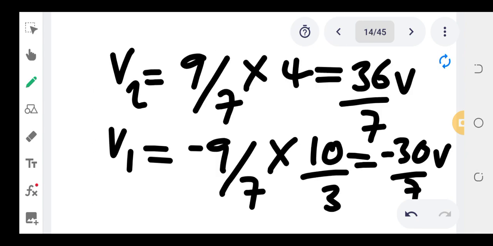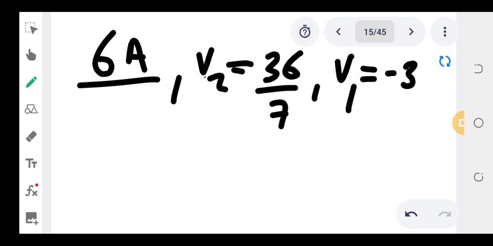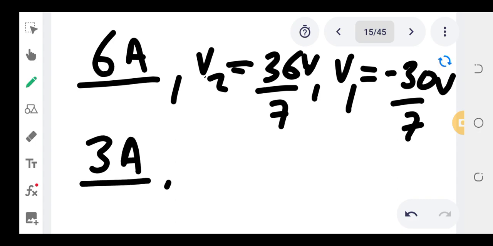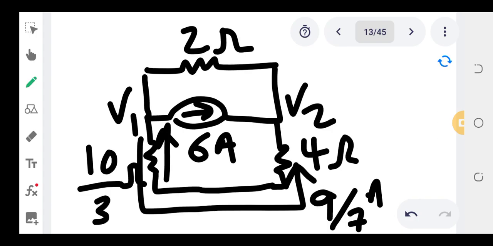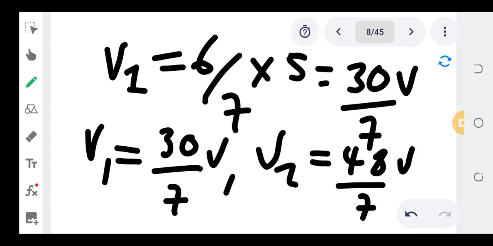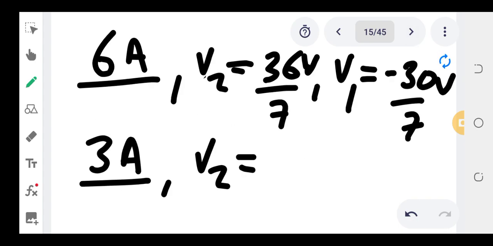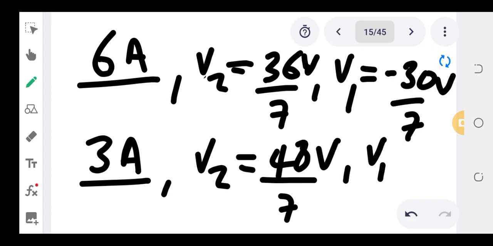So when the 6 amp source is in operation, I'm getting my V2 equal to 36 over 7, and my V1 equal to negative 30 over 7 volts. Then if the 3 amp source is in operation, I'll go back a bit. My V1 was 30 over 7, and my V2 was 48 over 7 volts. So we can add these two.